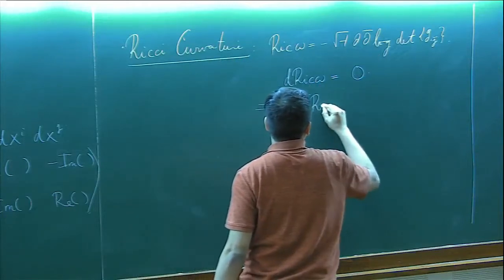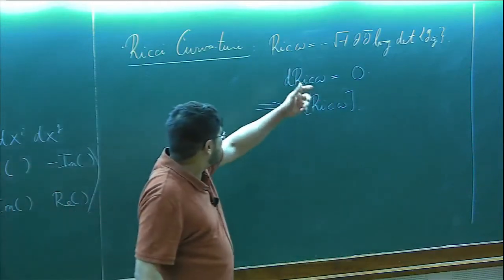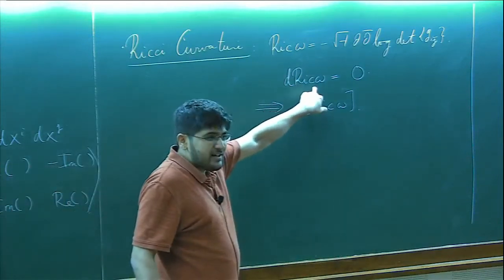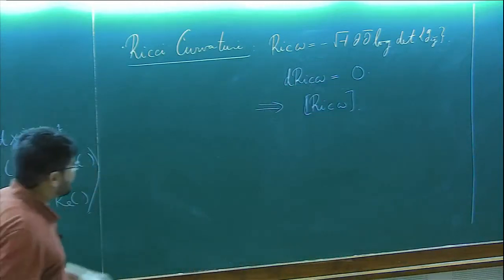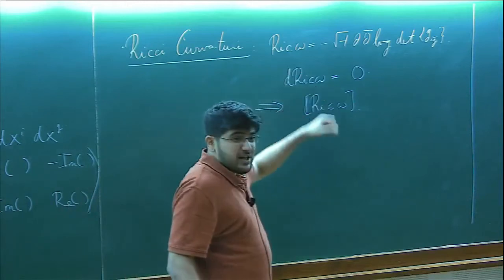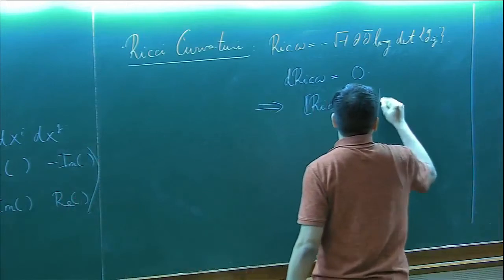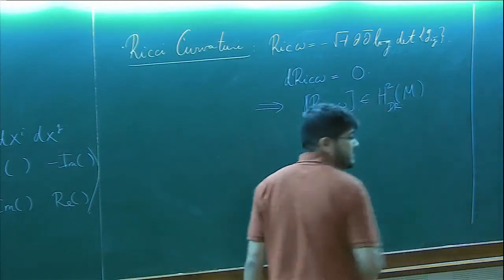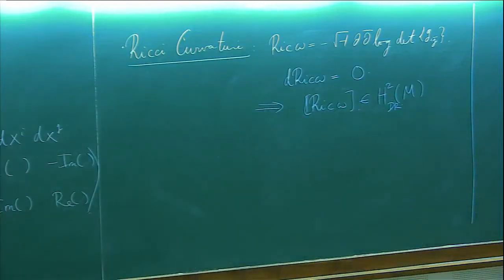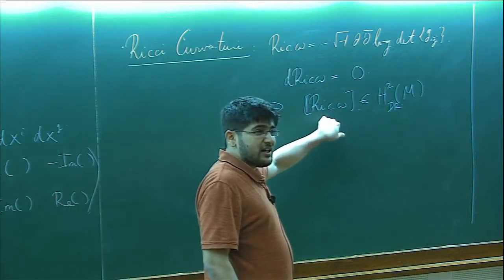Which also means that, if you've seen a bit of de Rham cohomology, de Rham cohomology groups are defined by taking the closed forms and modding out by the exact forms. So in particular, this form represents a cohomology class in the second de Rham cohomology, just because the exterior derivative applied to it is 0.